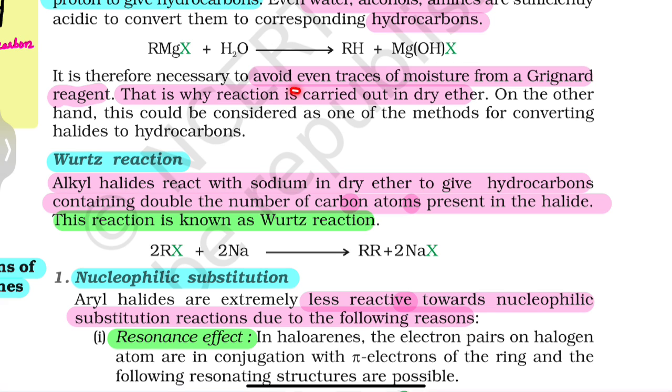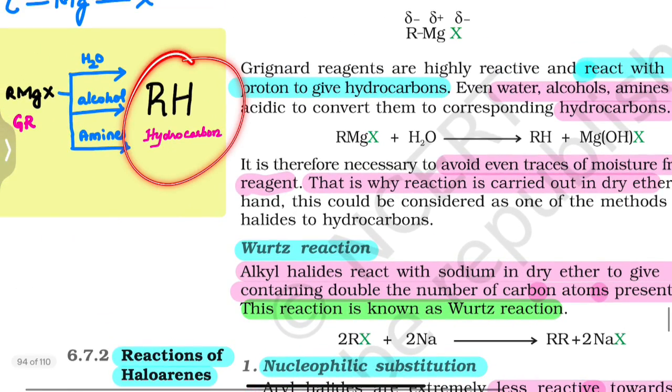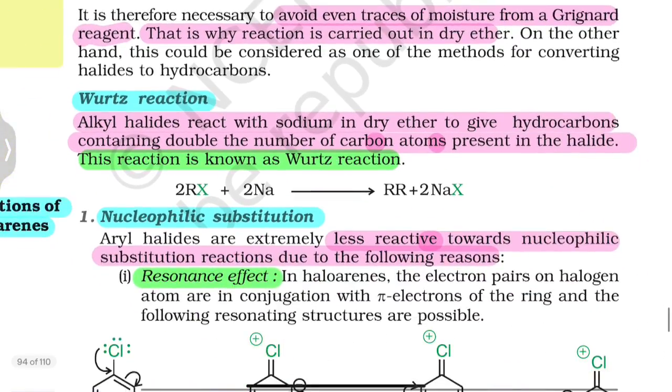So it is necessary to avoid even traces of moisture from Grignard reagent. That is why the reaction is carried out in dry ether. The reason is, even if moisture is present, Grignard reagent will be converted into hydrocarbon.